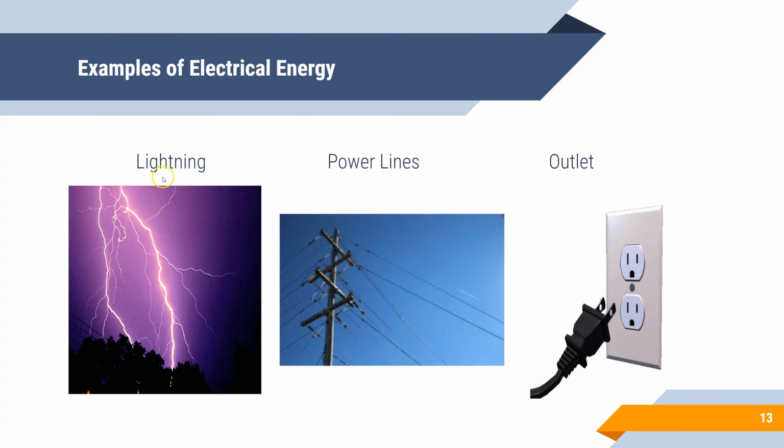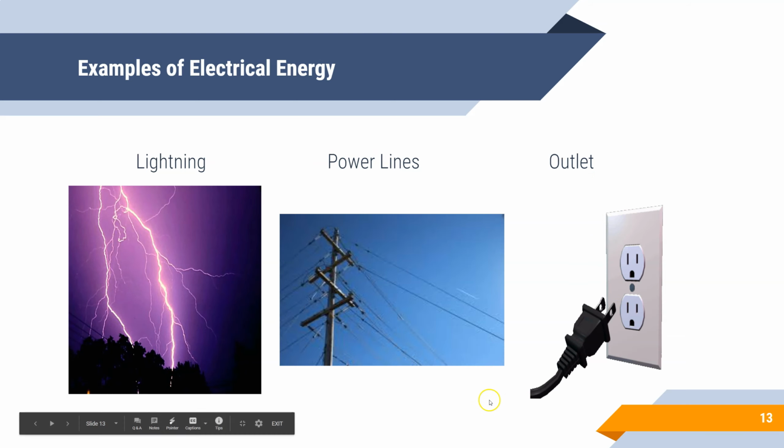Remember, some examples of electrical energy could be something like lightning, one of the most dangerous forms of electrical energy, power lines, or even just a simple outlet, right? These would all be forms of electrical energy.